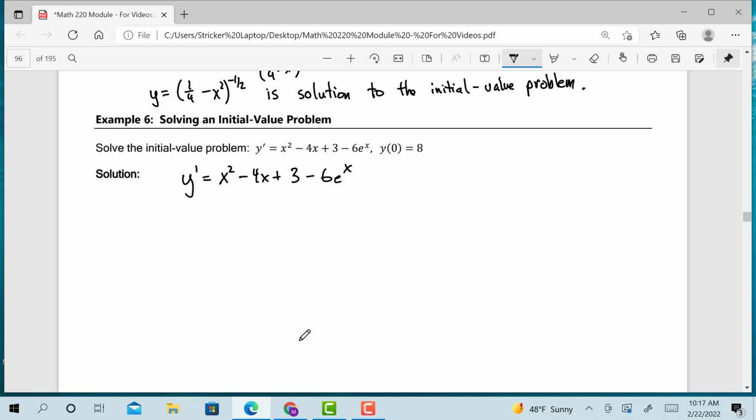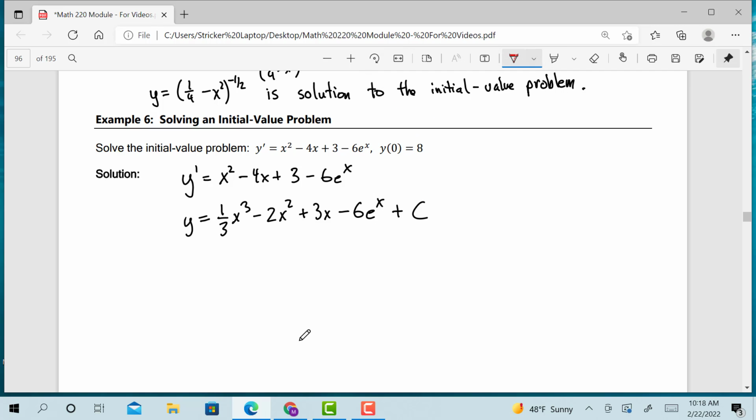How are we going to find y? Well, hopefully what you're thinking is we're going to find the antiderivative, right? We know that in order to go from y prime to y, we just take the antiderivative. So we take the antiderivative of the left side. The antiderivative of y prime is y. And we also have to take the antiderivative of the other side. So we get 1/3 x cubed minus 2x squared plus 3x minus 6e to the x, and then we have our constant of integration.